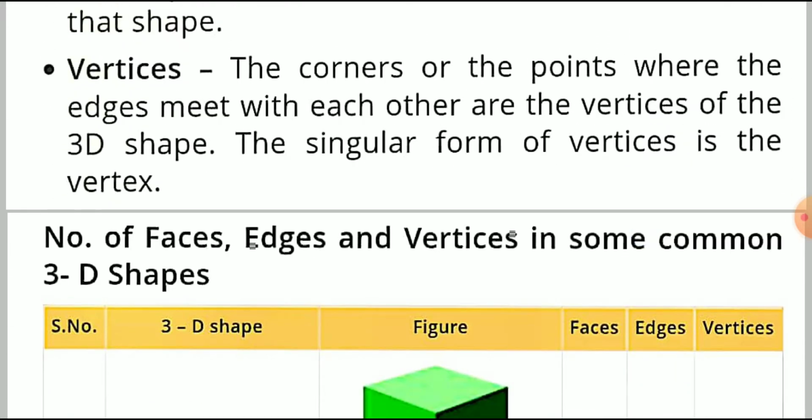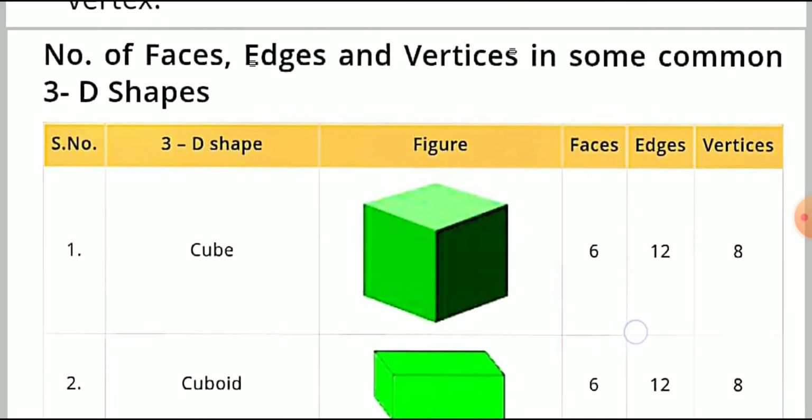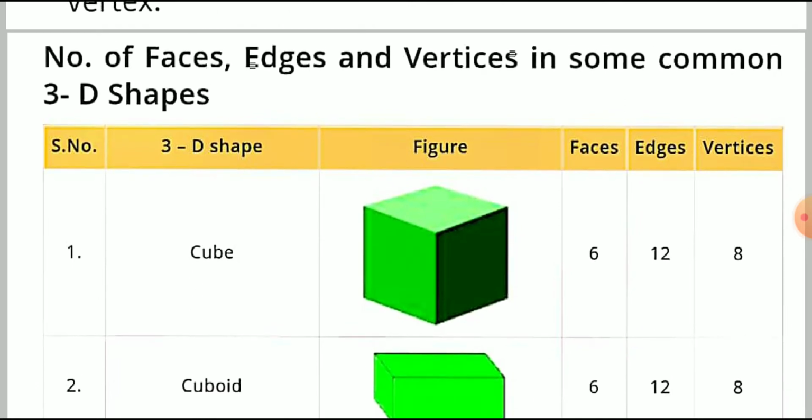Now the number of faces, edges and vertices in some common 3D shapes. Here you can see a cube. A cube contains 6 faces. You can hold any cubic surface. Like you can take a chalk box, or you can hold a cuboid like your geometry box. Some geometry boxes, not all kinds. And you can count the number of faces. Like these squares, how many squares are there? If you count, you will notice there are a total of 6 squares.